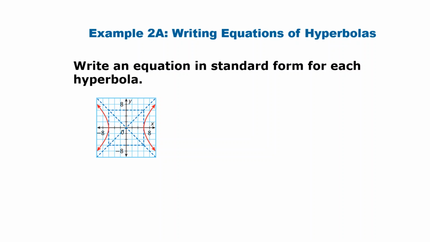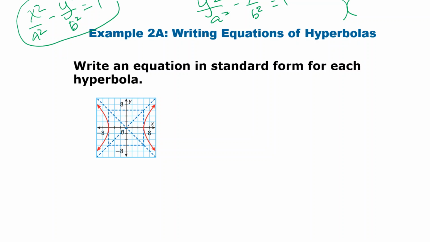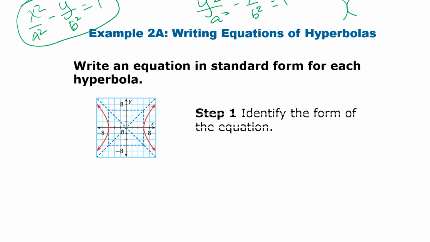First step, I want you to take a look at whether it is going to be written in the form x squared over a squared minus y squared over b squared equals 1, or will it be y squared over a squared minus x squared over b squared equals 1? Well, when I look at this, if I put those two pieces closer together, they look more like an x. So I can tell that it's going to be the x equation that we're going to use.